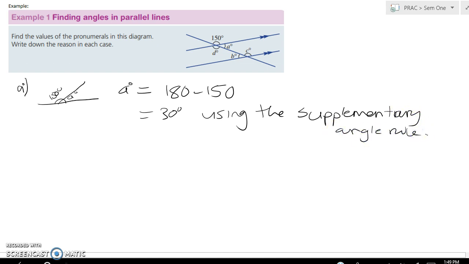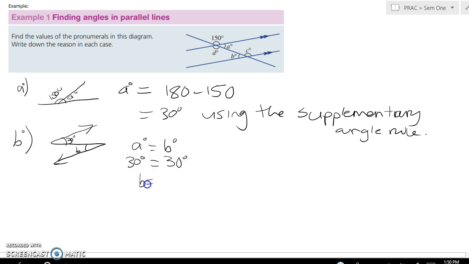Now we can jump straight in and find B. As you can see here, A, which we just found, was 30 degrees, and there's B. Everyone see the Z? So we can jump straight in and say that A degrees equals B degrees, and A is 30 degrees. Therefore, B is 30 degrees. So B equals 30 degrees using the Z or alternate rule.